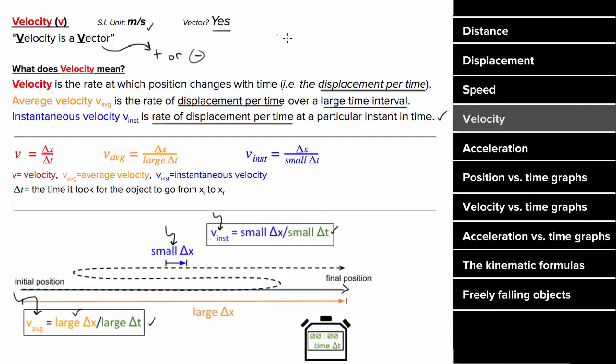That means it can be negative. So if the velocity is directed leftward or downward, we typically consider the velocity to be a negative value. What's an example problem for velocity look like?